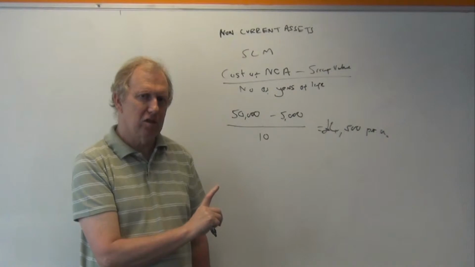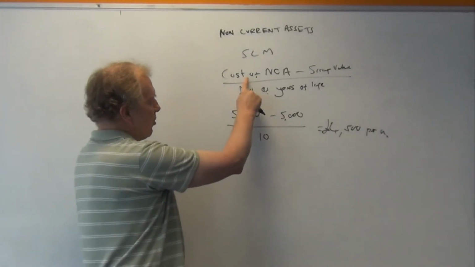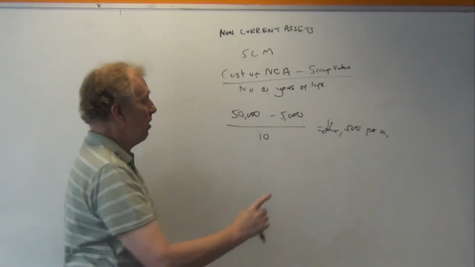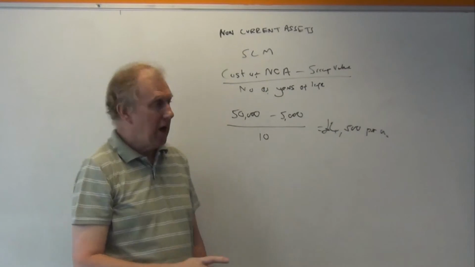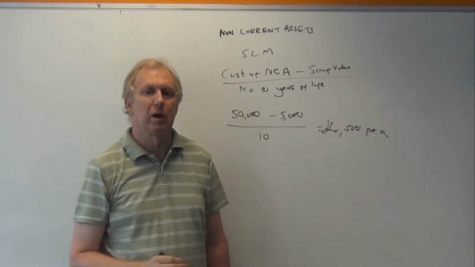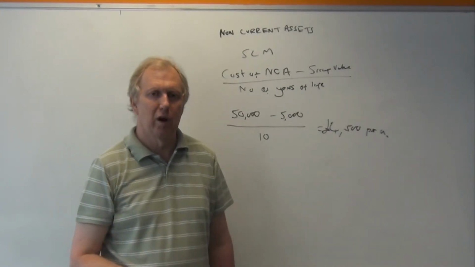But look at this. There's only one thing that I am certain of. I am certain of the cost that I bought it for. But I'm not certain about my scrap value, and I'm certainly not certain about the number of years I'm going to keep it. That's why it causes problems for accountants.